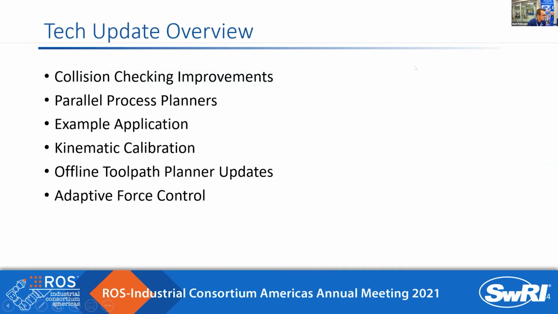Sound good. All right. So I'm going to give some updates on internal research and development and things that are part of the ARM Institute projects we've been working on over the past year. Those involve improvements to collision checking, implementing a parallel process planning pipeline. I'll show an example application, also technology around kinematic calibration, giving an overview of our offline Toolpath planner and updates related to that, and the adaptive force control that was part of the Spirit ARM project.